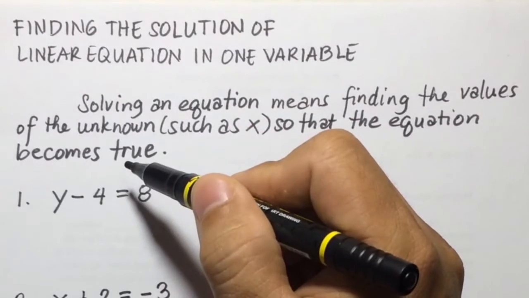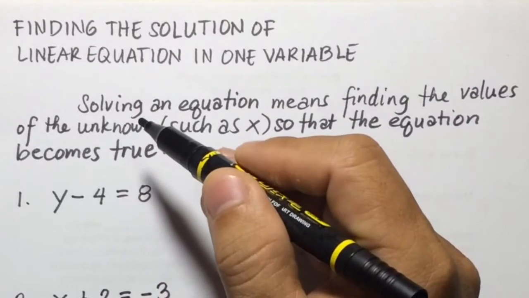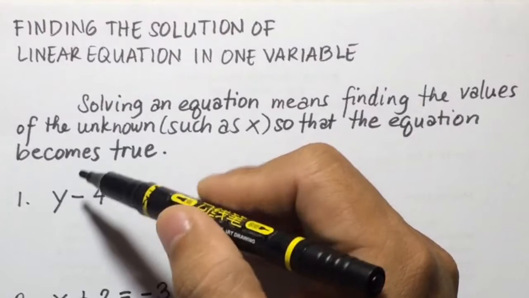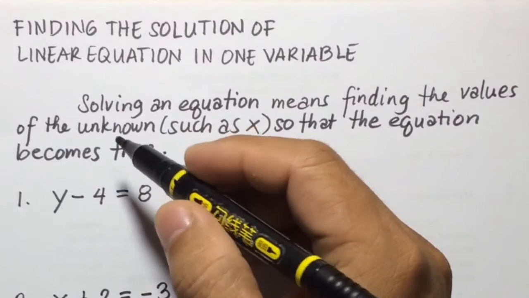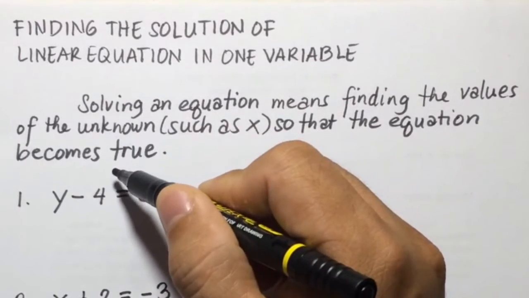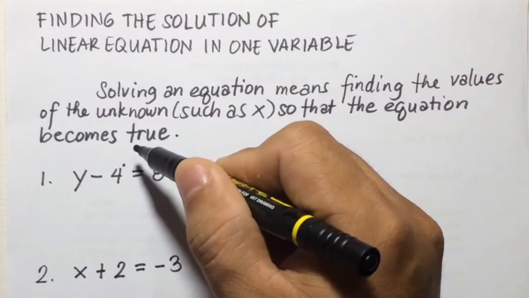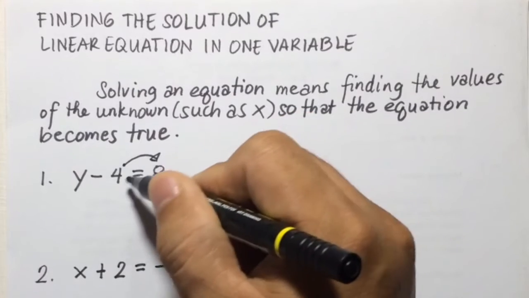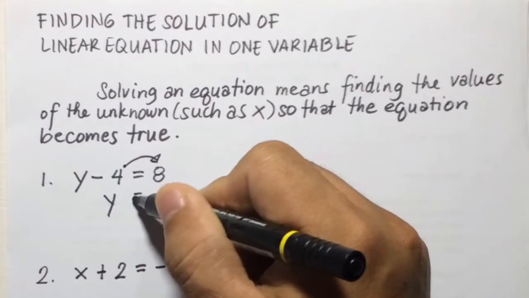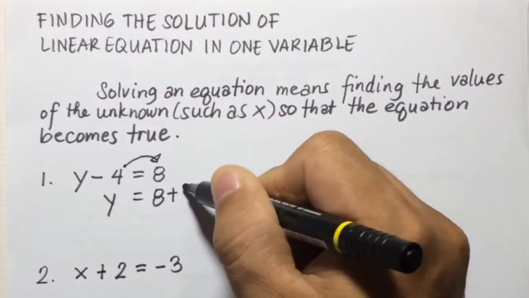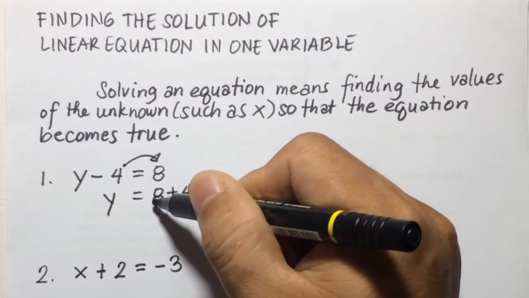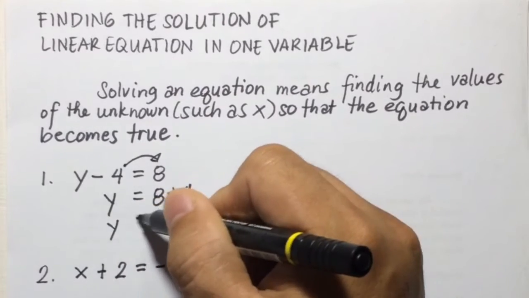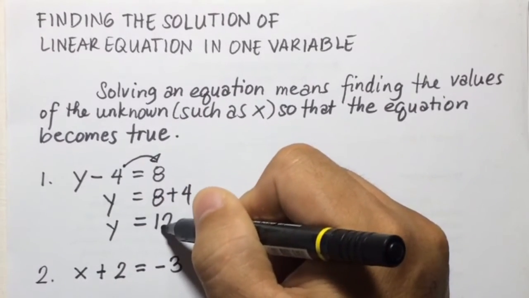So in here, you have y minus 4 equals 8. The technique here will be, you're going to combine the constant terms and the variable terms. In here, there's only one variable. So what you're going to do is transpose negative 4 to the right side, and this will become positive 4. So you're going to have here y equals 8 plus 4, and 8 plus 4 will be equal to 12. So y here is equal to 12.